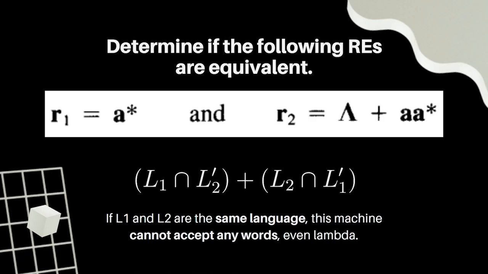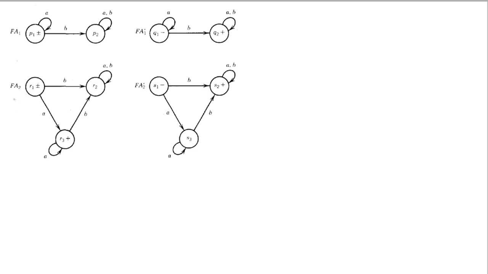Let's explore an example to determine if two regular expressions are equivalent. Consider the regular expressions R1 and R2. We need to determine if the languages represented by these regular expressions are the same. So, let R1 be FA1 and R2 be FA2. Then, the machines for FA1, FA2, and their complements are illustrated here. We have labeled the states with the letters P, Q, R, and S for clarity.